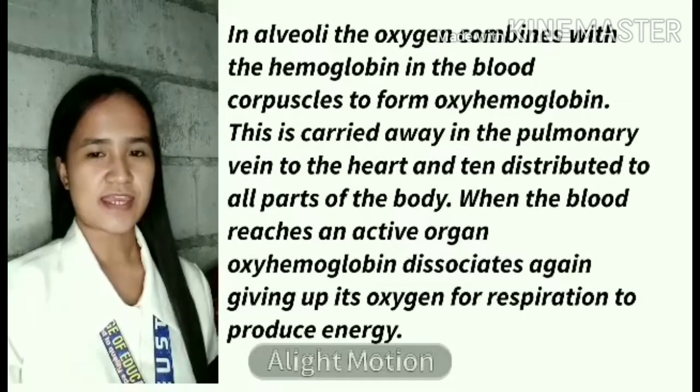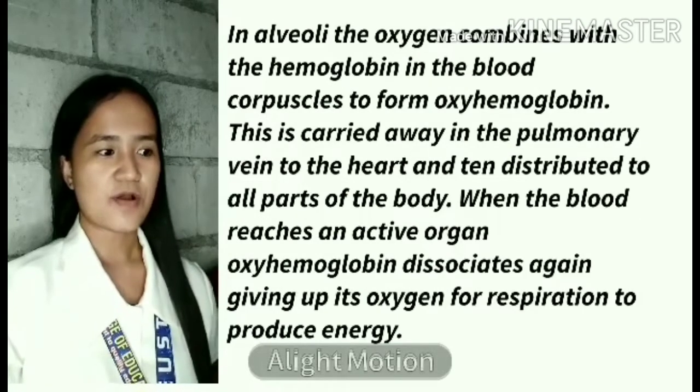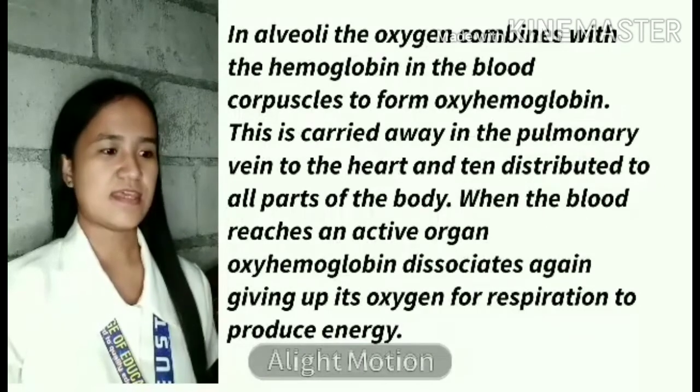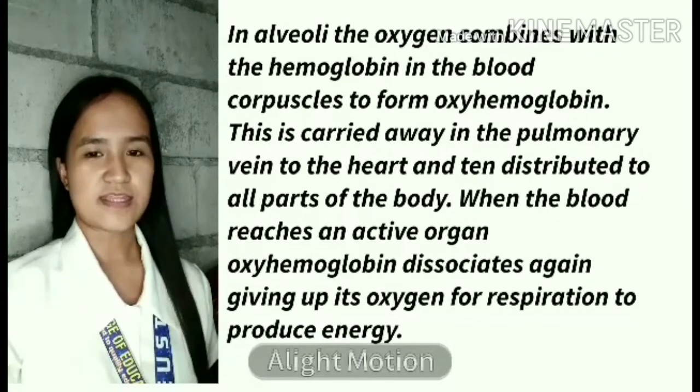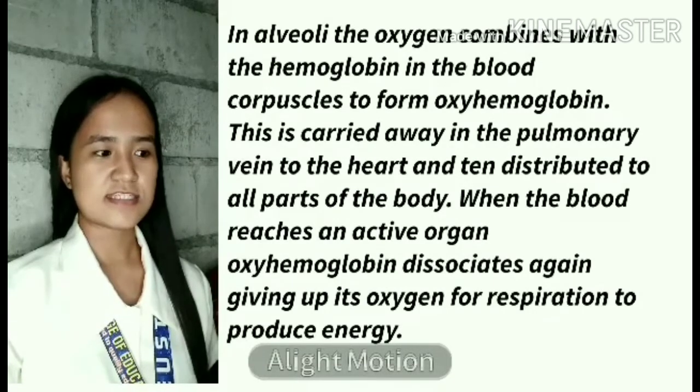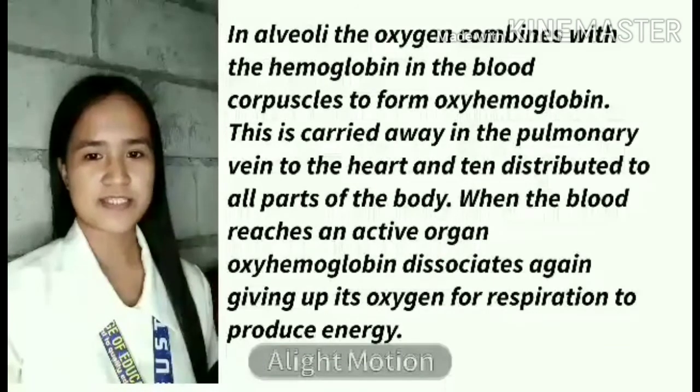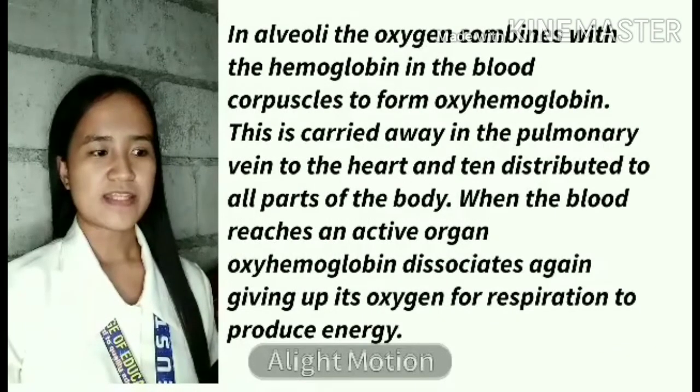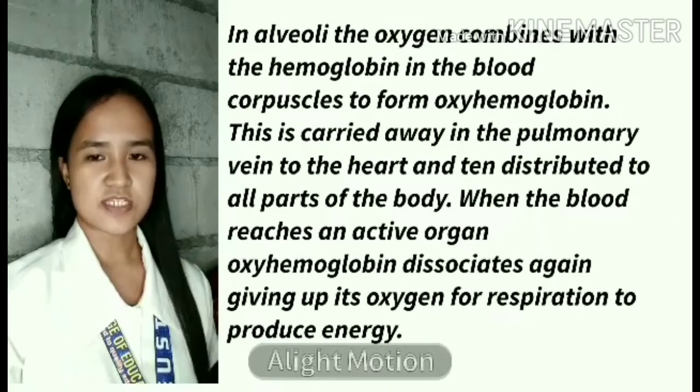Next, in alveoli, the oxygen combines with the hemoglobin in the blood corpuscles to form oxyhemoglobin. This is carried away in the pulmonary vein to the heart and then distributed to all body parts of the body. When the blood reaches an active organ, oxyhemoglobin dissociates again, giving up its oxygen for respiration to produce energy.